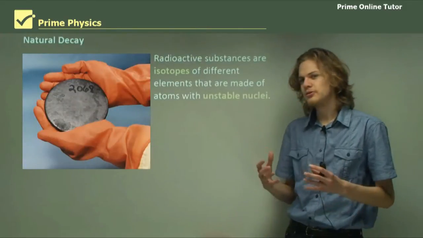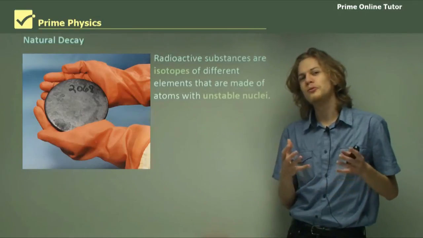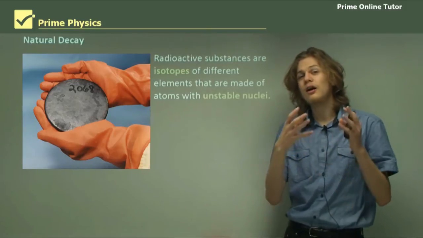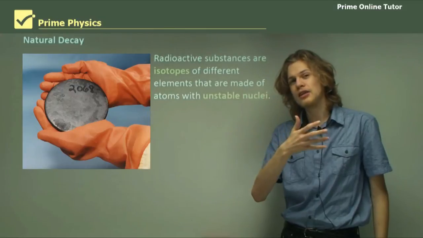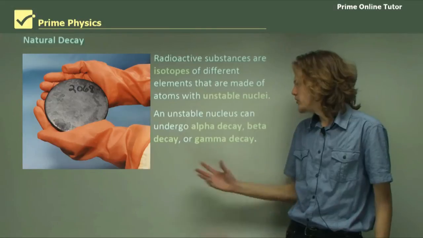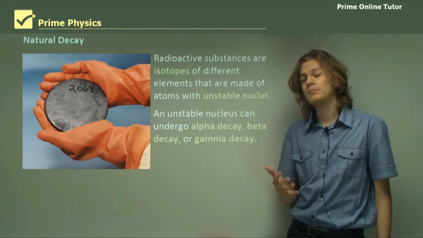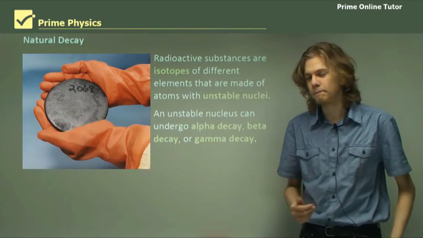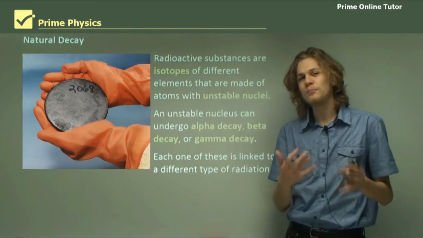So radioactive substances are isotopes of elements that have unstable nuclei. So some nuclei are stable, some nuclei are unstable. And even in a single element, it can have stable and unstable nuclei, depending on the isotope. So an unstable nucleus can undergo alpha decay, or it can undergo beta decay, or gamma decay. And these are the 3 different types of radiation that I was talking about earlier. So each one of these is linked to a different sort of particle that's emitted from the nucleus.